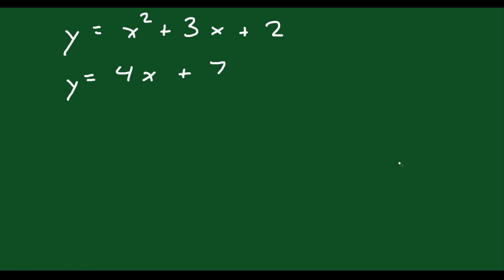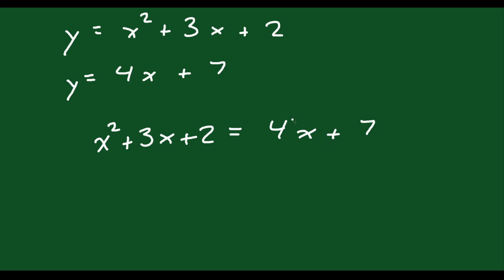So how do we do this algebraically? Well, when they cross at a point, that point exists on both functions, right? And so you can just set these equal to each other, because they're both isolated for y, the same way that you would if you were trying to solve a system of linear equations. Same process. So I'll say x squared plus 3x plus 2 is equal to 4x plus 7.